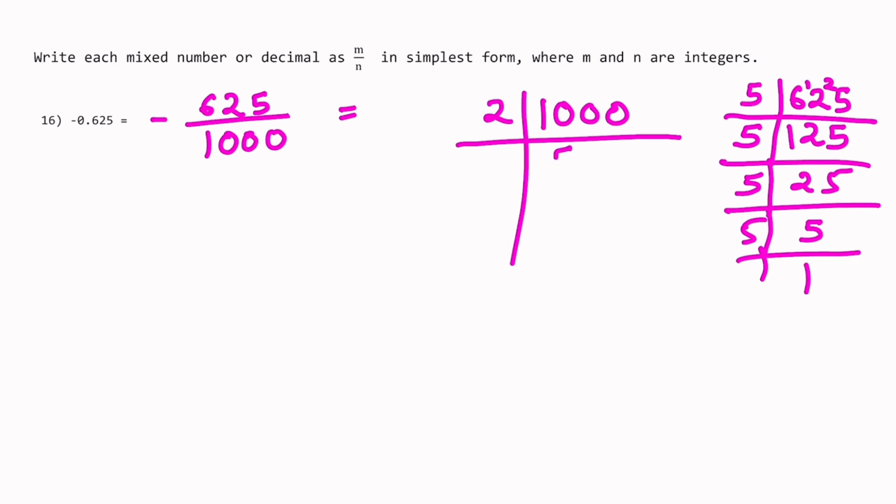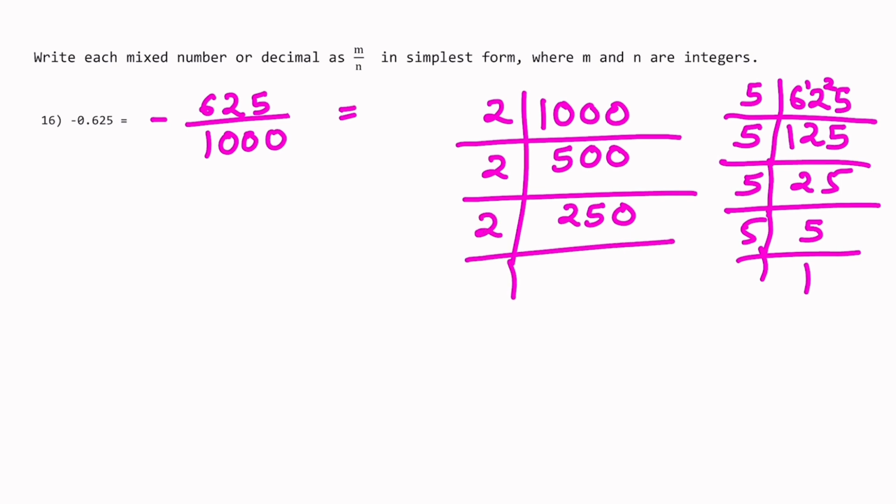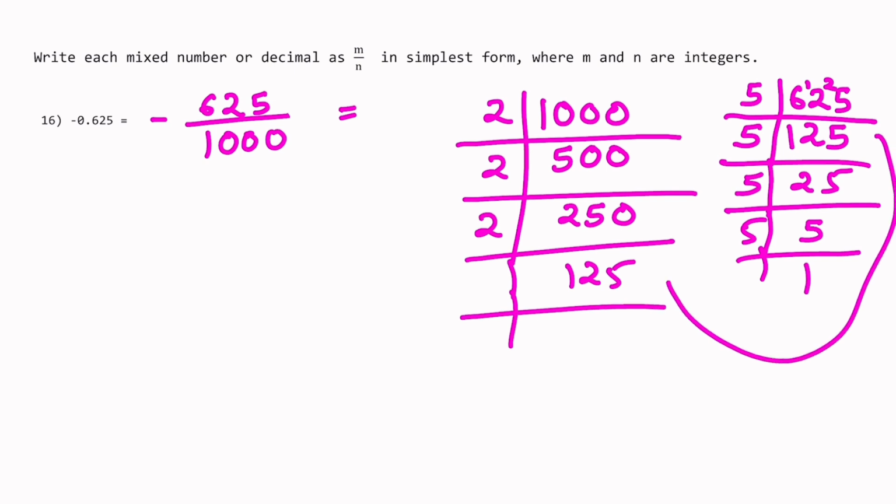This is, of course, 500. We know half of 1000 is 500, right? Again, divide by 2. Half of 500 is 250. Again, divide by 2. Half of that is 125. Now, I can do this further, but I'm not going to do it because this number is exactly the same number here. So this will be repeated here, okay?